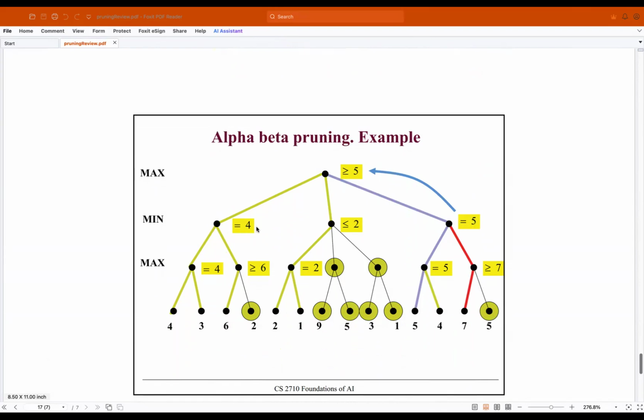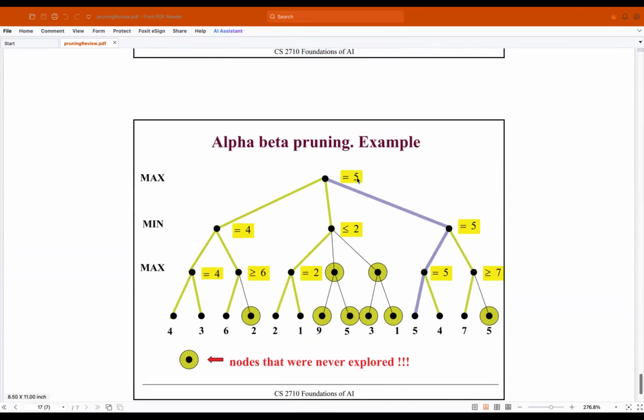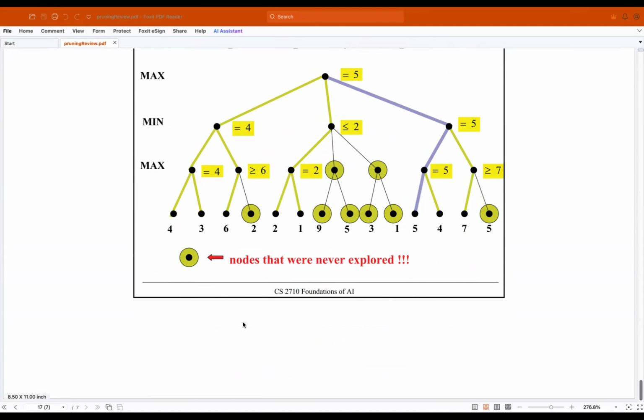So once we have these two, we even know that here we expect at least a 5. So these child nodes here will not be expanded because they are not promising. So that is alpha beta pruning. So this concludes our discussion on adversarial search. See you in the next session.